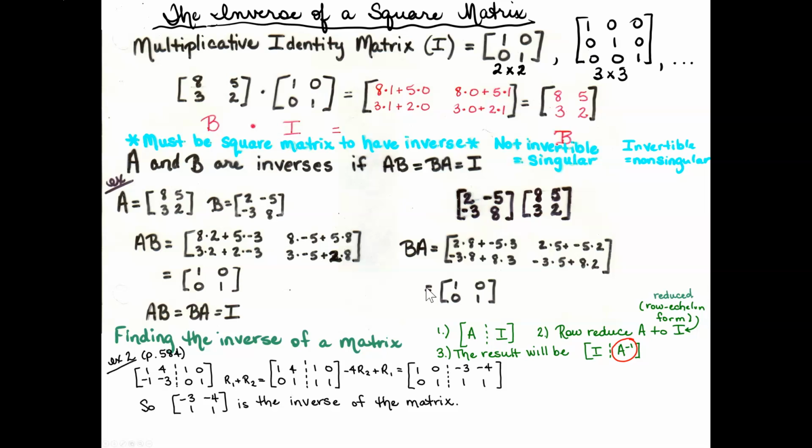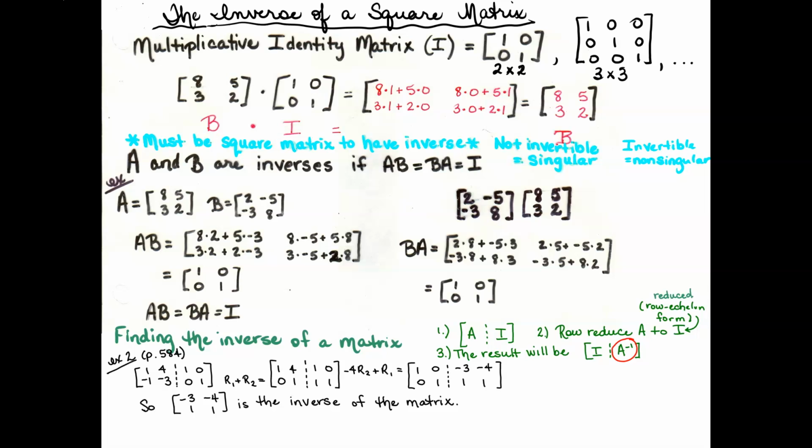So A and B are inverses of each other because when I multiply them, I get the identity matrix. Okay, but what if they don't give me the inverse? What if they ask me to find the inverse? I will ask you on the test to find the inverse of a 2 by 2 by hand. A 3 by 3 we'll do on our calculator, but a 2 by 2 we will do by hand. So let's look at two different ways that you can find the inverse of a 2 by 2.